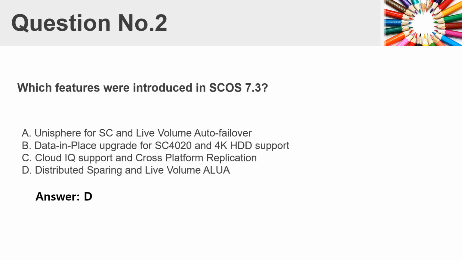Question number 2. Which features were introduced in SCOS 7.3? A. Unisphere for SC and live volume auto failover. B. Data in place upgrade for SC 4020 and 4K HDD support. C. CloudIQ support and cross-platform replication. D. Distributed sparing and live volume ALUA. Answer. D.